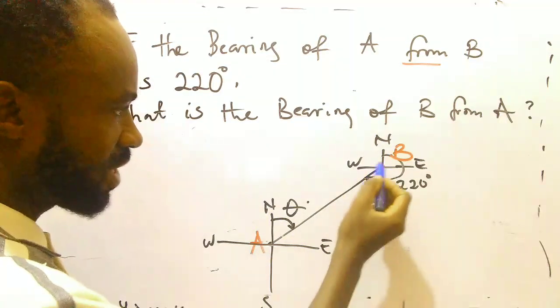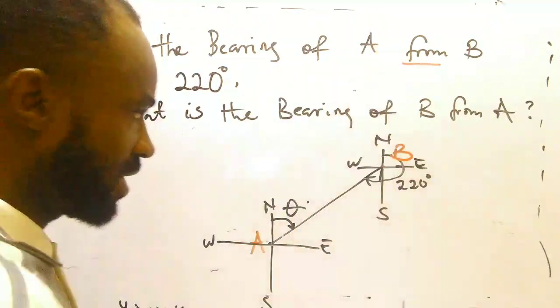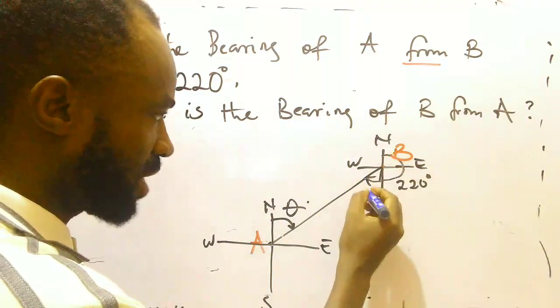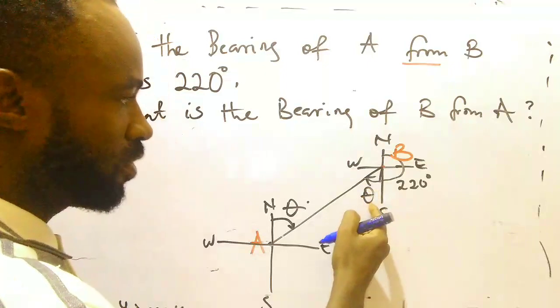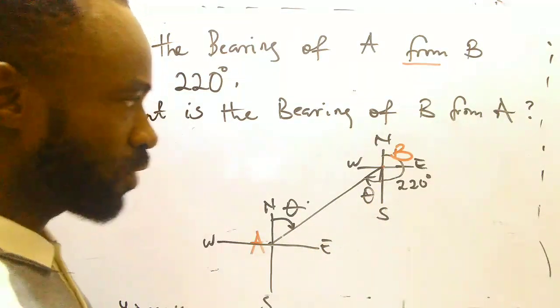You can see that this is an alternate angle because these two lines are parallel. North, south, parallel. So we are having an acute angle here. So if we know this angle, definitely we have known this angle. Is that clear? So how do we get that?